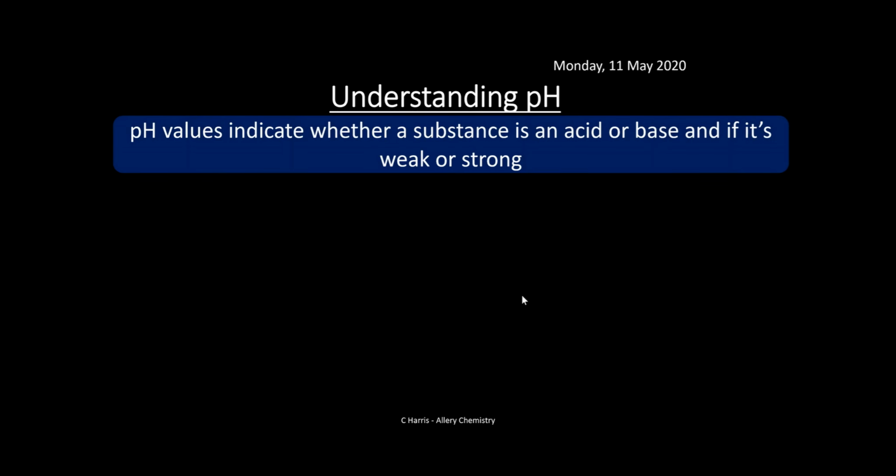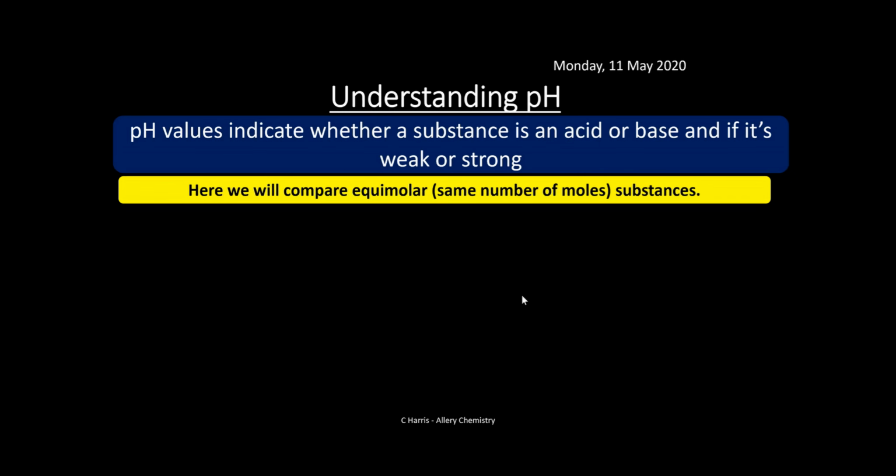Okay, so let's have a look at how we can understand pH. Obviously we can measure the pH. We now need to know if it's an acid or a base, and if it's a strong acid or a weak acid. So we need to be able to identify this. Here, we're going to compare equimolar amounts, so the same number of moles of each of these substances, and we're going to analyze if it's an acid or a base, and if it's strong or weak.